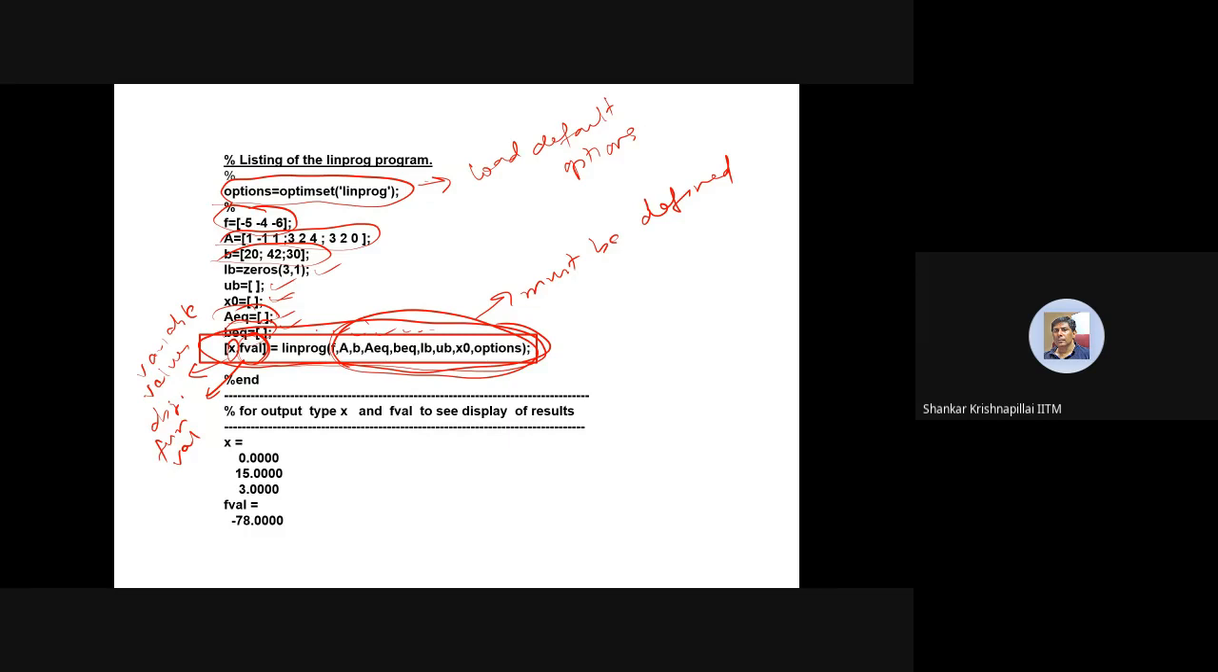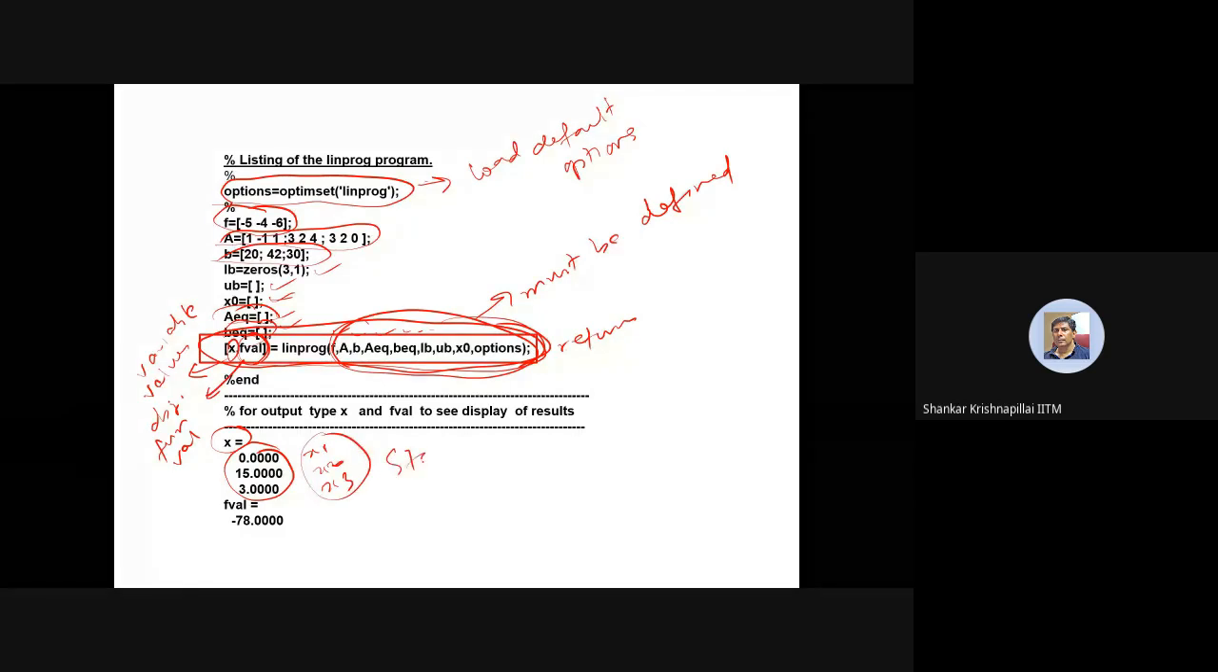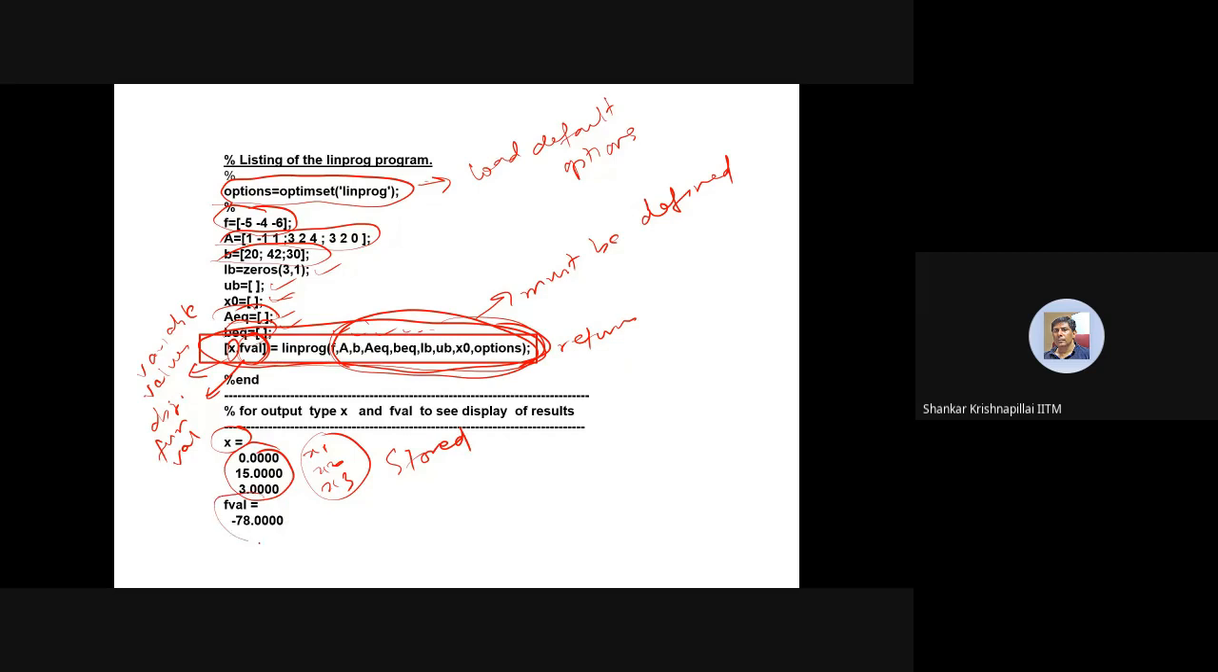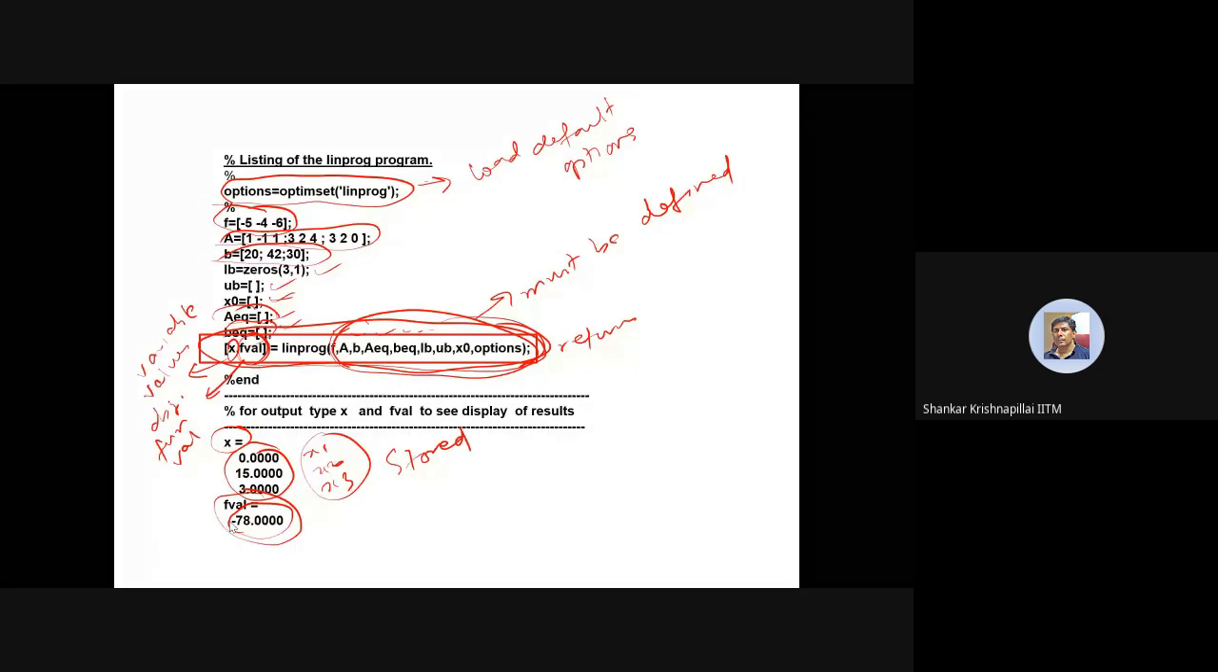Okay, so after you type this command, you can press return, and then it will solve the problem. And after that, you type X and press return. Inside it, the values of X1, X2, X3, that is the optimum values of X1, X2, X3, will be stored. And then you type F1, that is the objective function value, and you get it as -78, which is the lowest possible value. Okay, so this is how you use the MATLAB toolbox for linear programming.